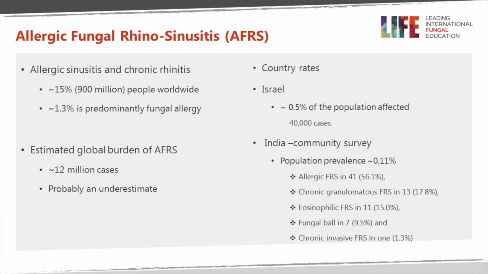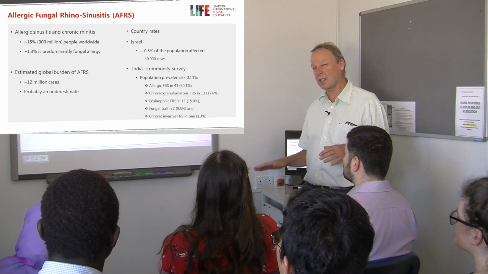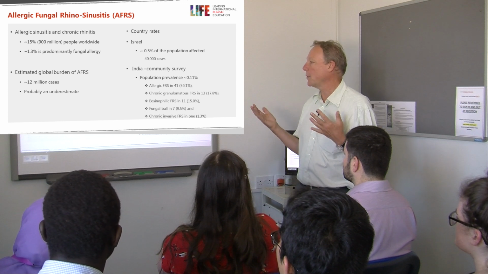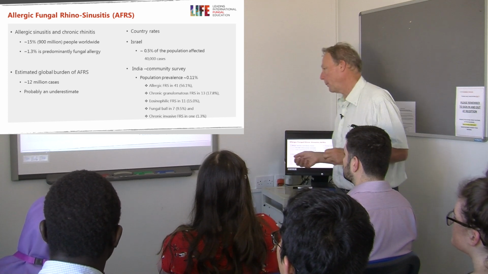And a very good study from India looked at a population in two large community areas, and they found a population prevalence of 0.11%. So that's around 1 in 1,000 patients in that community in India with AFRS. So it's a relatively common problem.